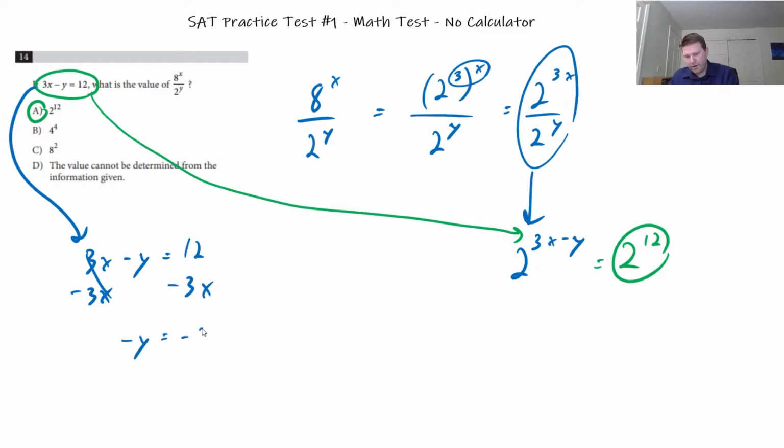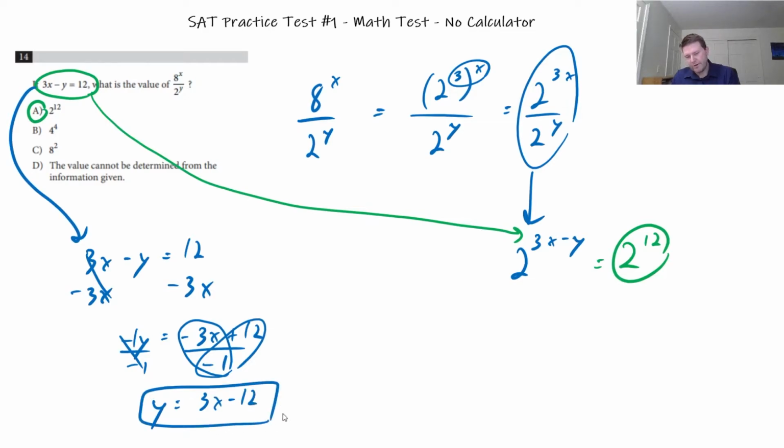So negative y equals negative 3x plus 12, and you divide by the negative 1, and then make sure you divide both of these terms by the negative 1. So you get 3x minus 12. So that's actually fine. And you're like, where can I use this? And you might actually get over to this point here.